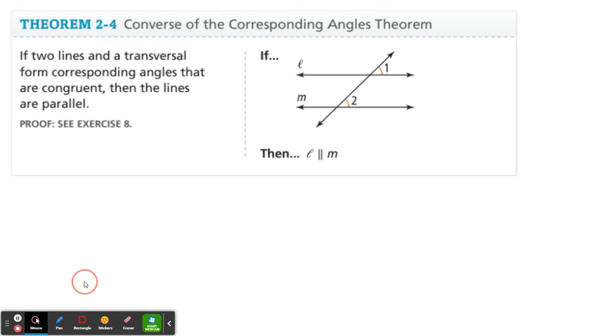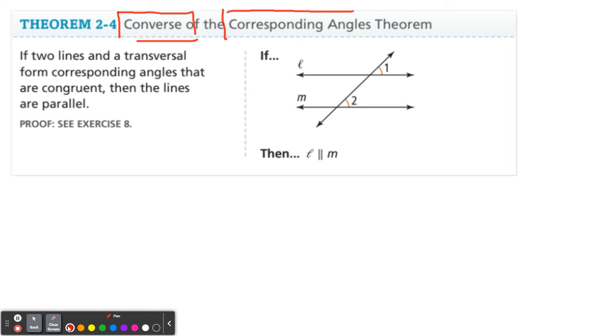Now we're going to get into the theorems from today. They're all what are called converses. If you remember what a converse is, it's where you take the hypothesis and the conclusion of a conditional and switch them around. This is the converse of the corresponding angles theorem. It says, if two lines and a transversal form corresponding angles that are congruent, then the lines are parallel. So if in this picture 1 and 2 are congruent, then line L and M would be parallel.